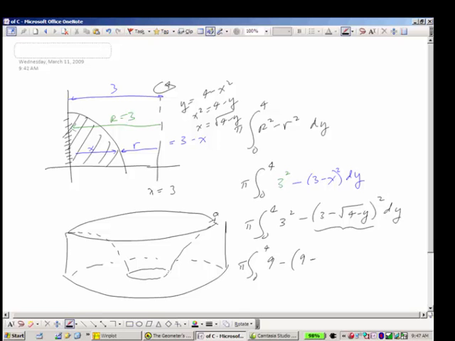So this would be 9 minus 6 root 4 minus y plus 4 minus y. So actually, the 9s go, and this piece is easy, but that piece you actually don't know how to do. So you need to use your calculator. Okay.